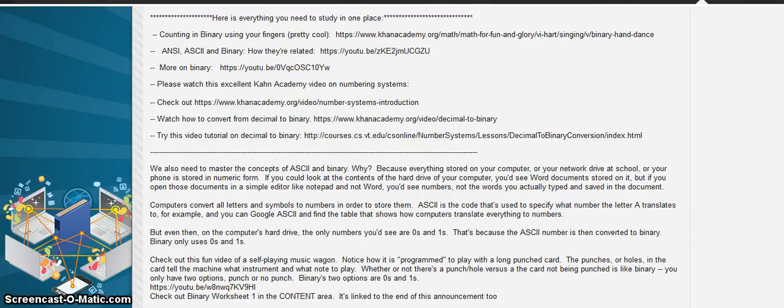So the ANSI Standards Board got the big players in computing history, back when computers were first becoming popular, to agree that they would translate letters, numbers, and symbols on the keyboard to specific numeric values so that they could then be stored on the computer. So that brings us to the concept of binary.